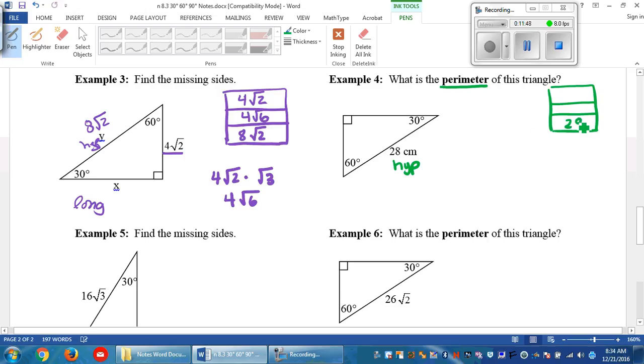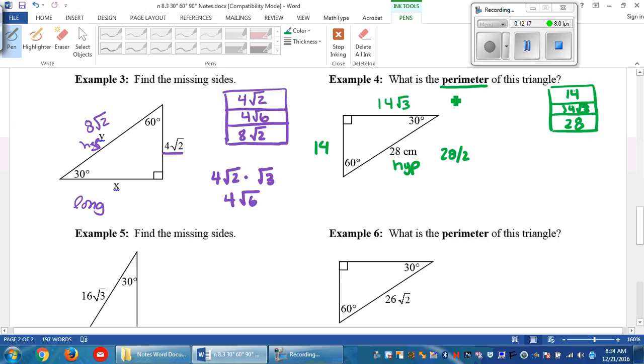That's 28. This, remember, is half of that. So if that's 28, half of 28 makes this 14. And then this side, you're multiplying by root 3 from the x. So this is 14 root 3. So the 28, we divided by 2, make this side 14, and then this side 14 root 3.